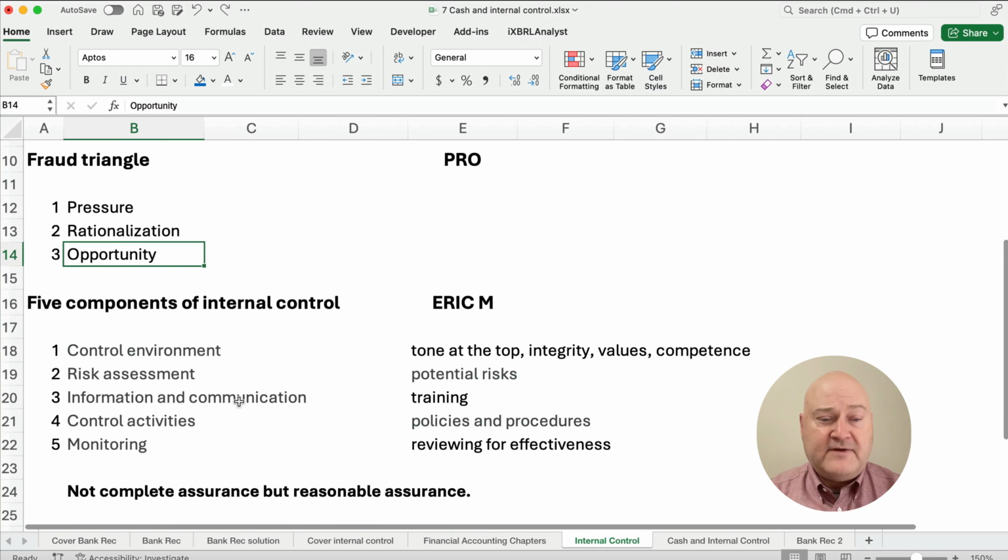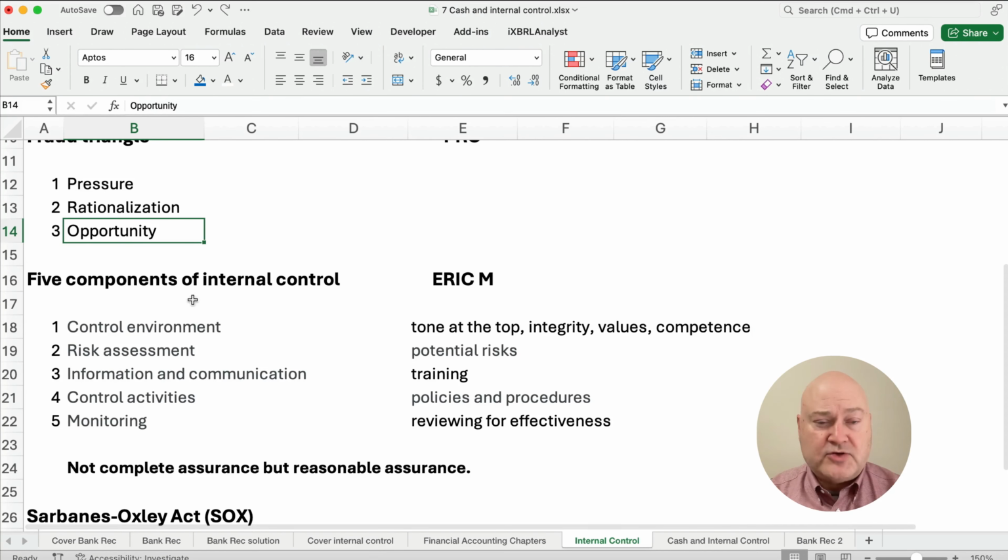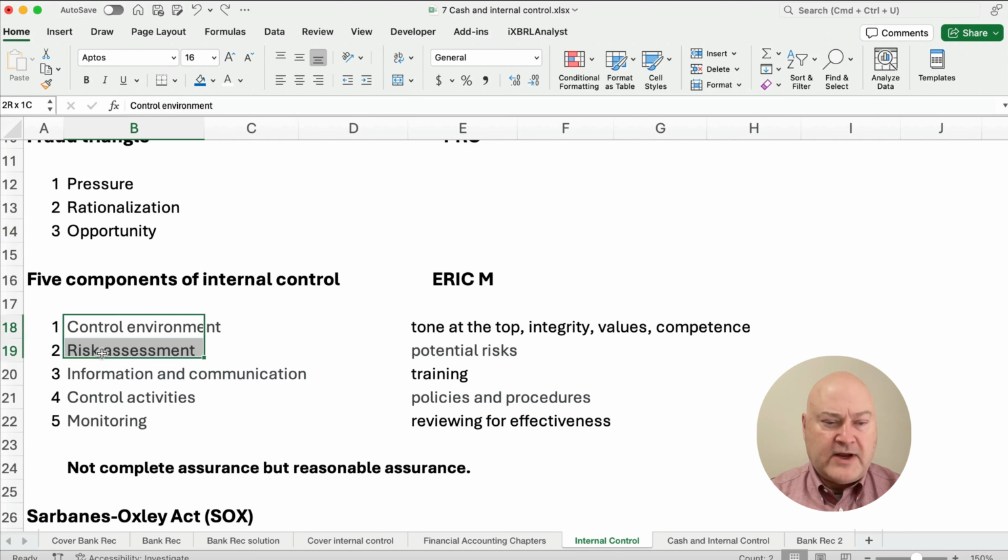Now there are 5 components of an internal control system. So they might say system of internal control or whatever. I've rearranged them slightly, and I'm going to use ERICM. So control environment, take the E, so environment. Risk assessment. Information and communication is the I. Control activities is the C. And monitoring is the M.